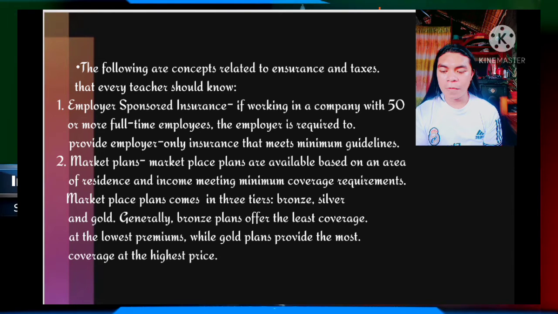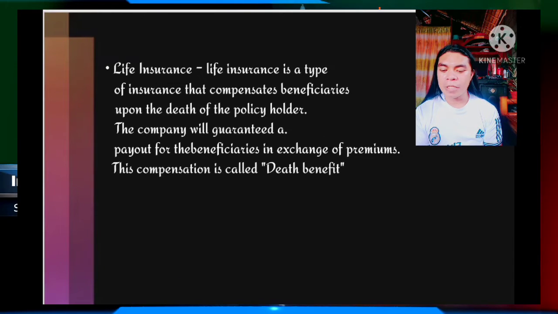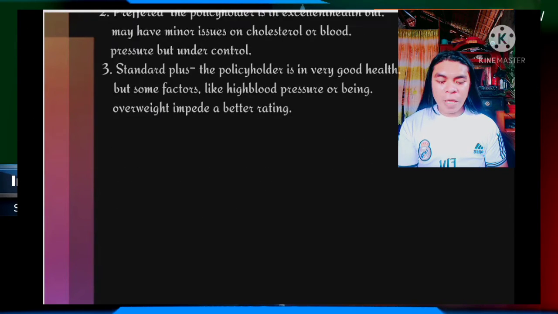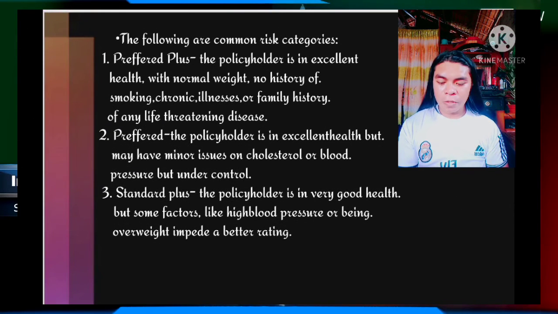Generally, bronze plans offer the least coverage at the lowest premiums, while gold plans provide the most coverage at the highest price. Life insurance. Life insurance is a type of insurance that compensates beneficiaries upon the death of the policyholder. The company will guarantee a payout for the beneficiaries in exchange for premiums. This compensation is called the death benefit.